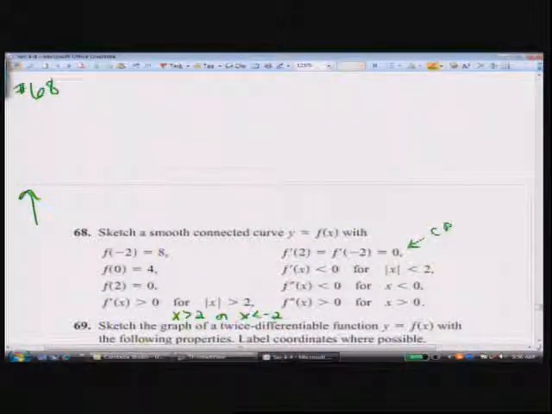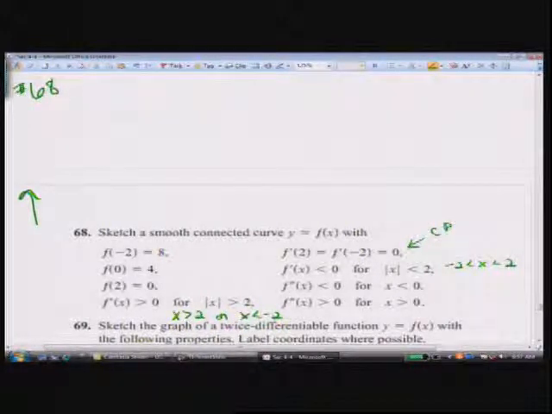And then where F double prime is 0, which they didn't tell us, but if they did, that would be possible points of inflection, although it does appear that they're trying to tell you that the point of inflection is at 0. Okay, F prime of x is less than 0 for absolute value of x less than 2. That's -2 less than x less than 2, right? In between, we have negatives. And we have critical points at 2 and -2.